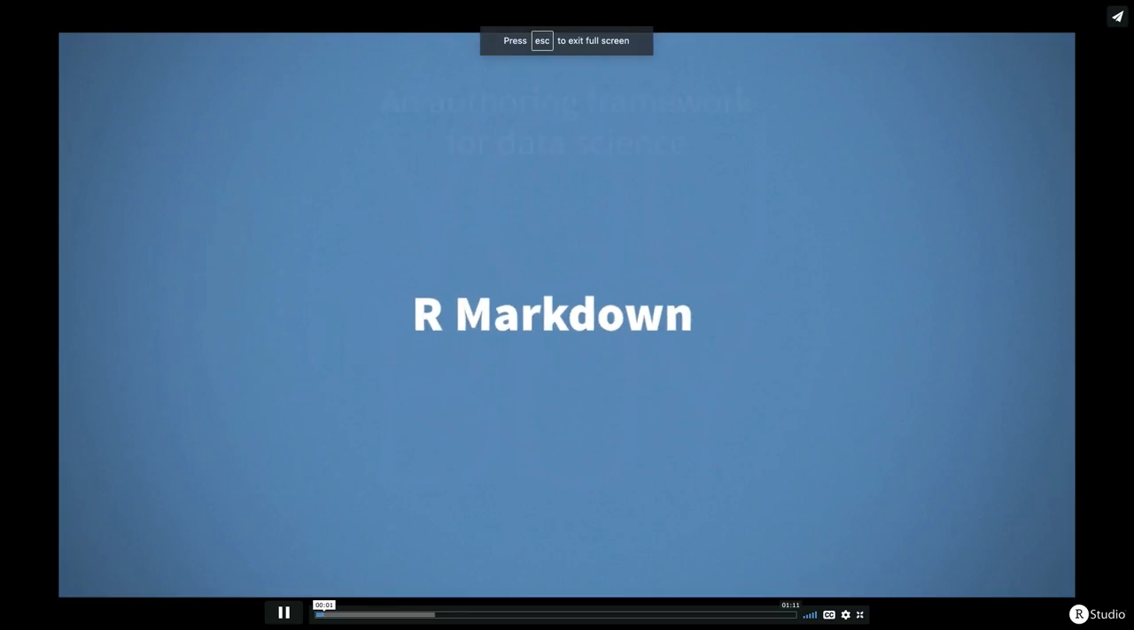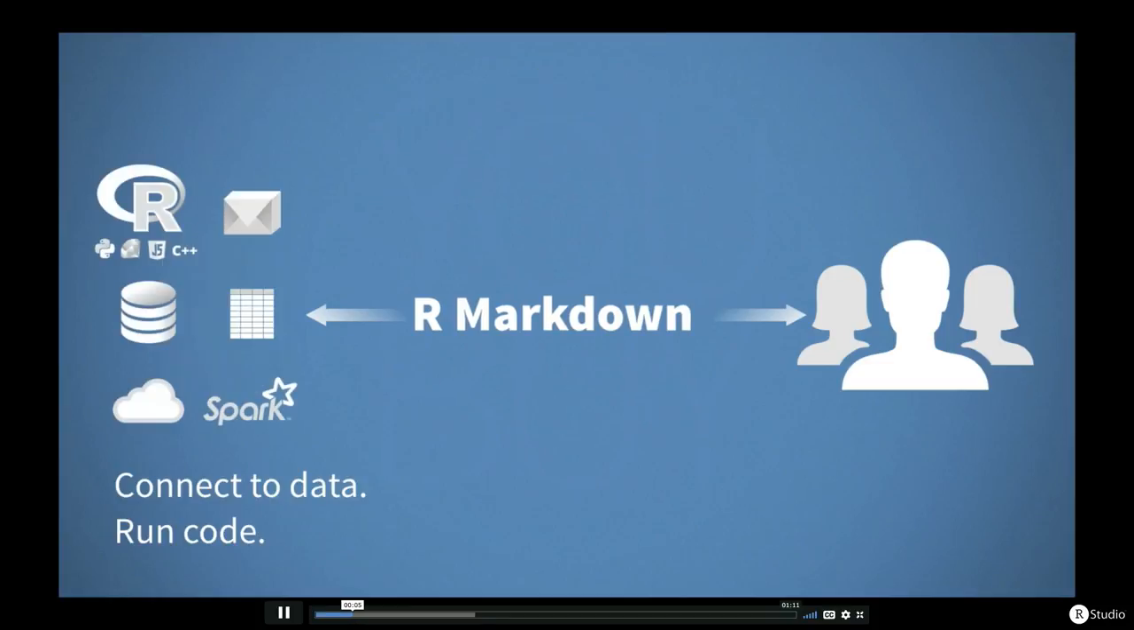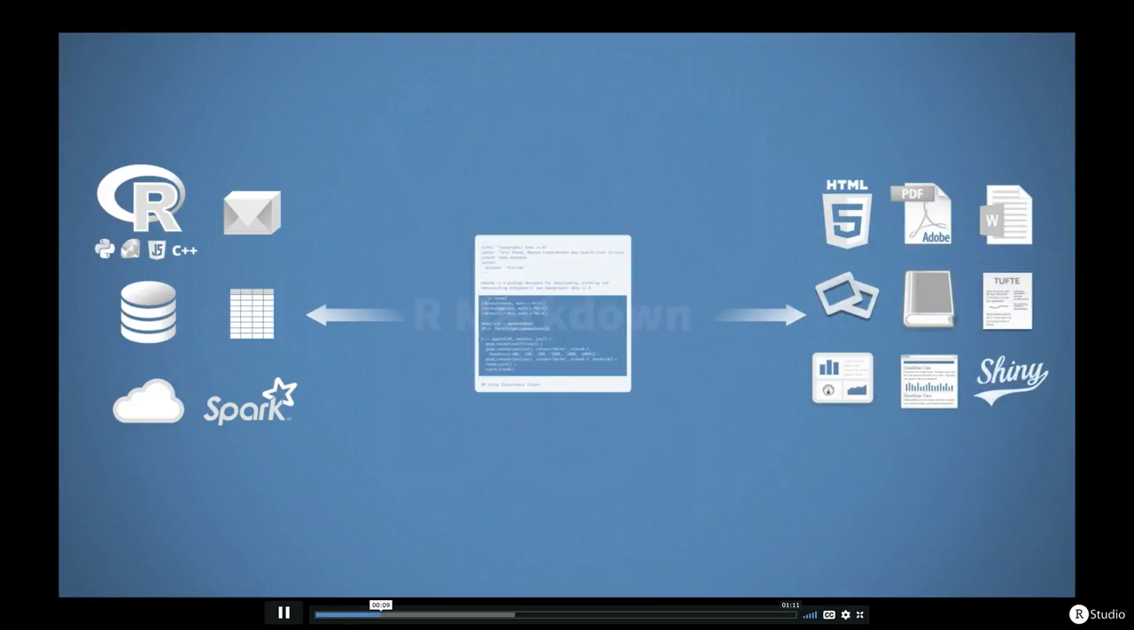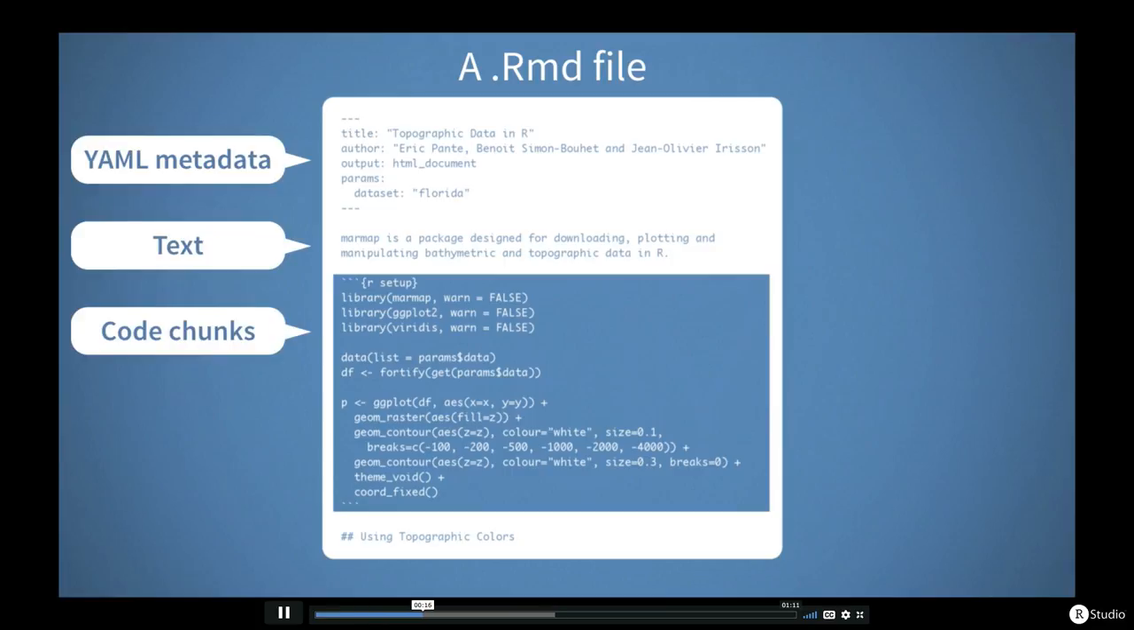What is R Markdown? An authoring framework for data science. You can use an R Markdown file to connect to data and run code, as well as to generate reports of your work. An R Markdown file is a simple plain text file with 3 types of content: code chunks to run, text to display, and metadata to guide the R Markdown build process.